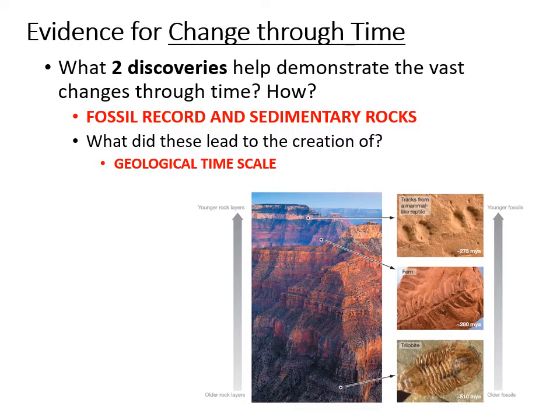Now, I keep mentioning the term evidence, evidence for one model over another. And when I say evidence in terms of evidence for evolution or change through time, there are two big discoveries that really helped provide evidence for what's going on in terms of evolution. Because think about it, if it's not happening in someone's lifetime, how do we know it's happening? How do we study it? Well, thankfully, scientists discovered two things that really helped with providing evidence for evolution. It was the fossil record and sedimentary rocks.